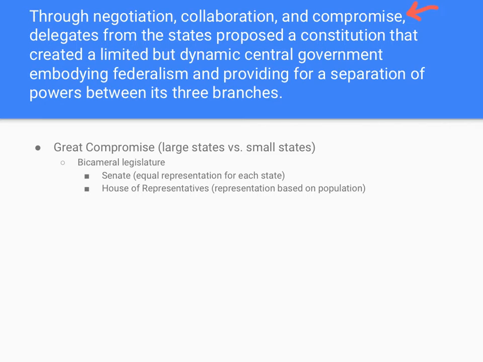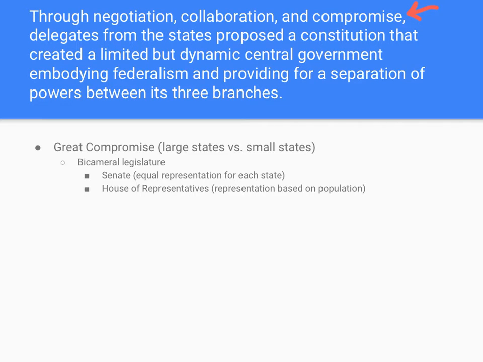One example of the compromise that went into the Constitution was a compromise between large states and small states. The compromise between large states and small states was known as the Great Compromise. And the Great Compromise dealt with representation in Congress for each state. The issue was large states wanted a Congress that would be represented based on population. So large states with larger populations wanted more representatives for the large states and fewer representatives for the small states. Of course, that would benefit large states politically.